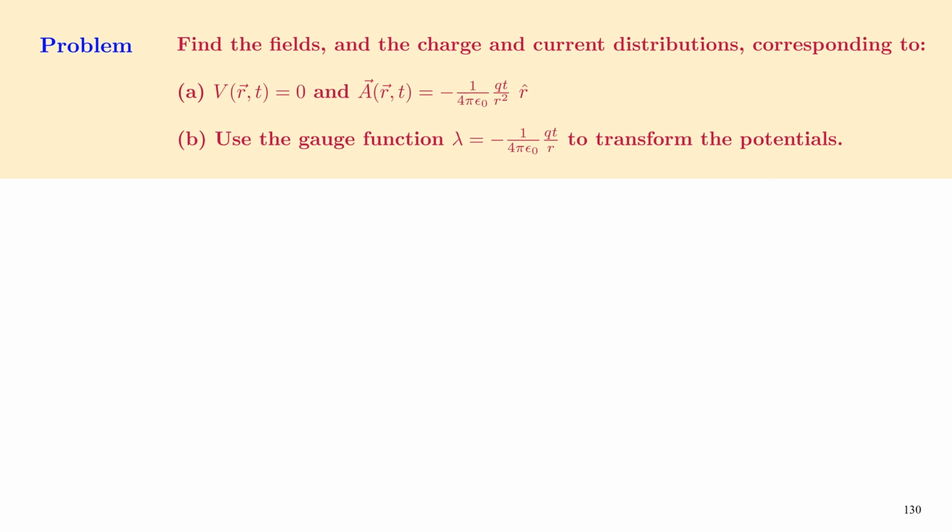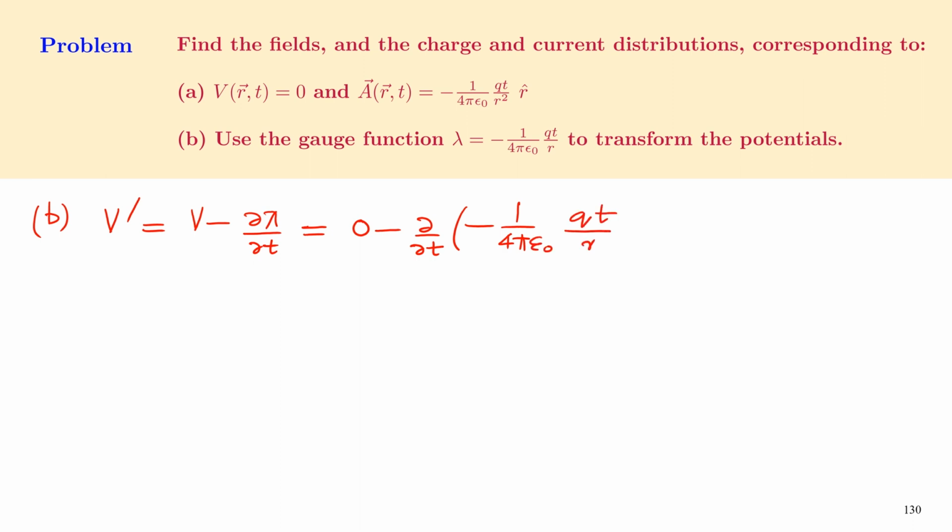Now let's move on to the second part. In this case, V prime is equal to V minus ∂lambda/∂t. So that means 0 minus ∂/∂t of negative 1 over 4 pi epsilon 0 Qt over r, and that is equal to 1 over 4 pi epsilon 0 Q over r.